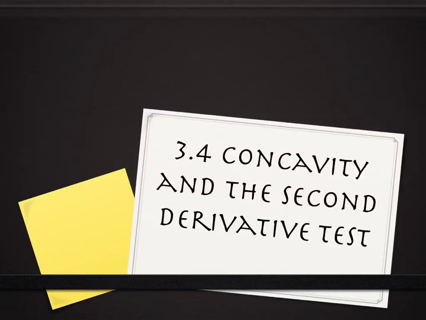Section 3.4, we're going to take another look at graphs and behavior. In 3.3, we looked at the behavior in terms of it being increasing or decreasing. In 3.4, we're going to look at behavior in terms of concavity. Concavity is the idea of how the graph opens or how the derivatives are changing.